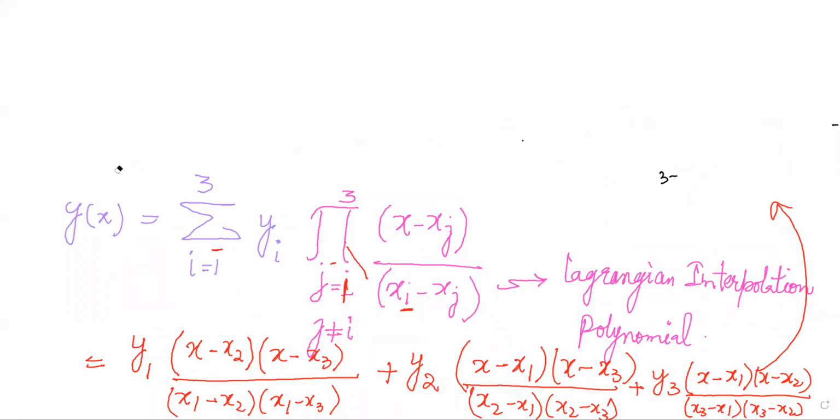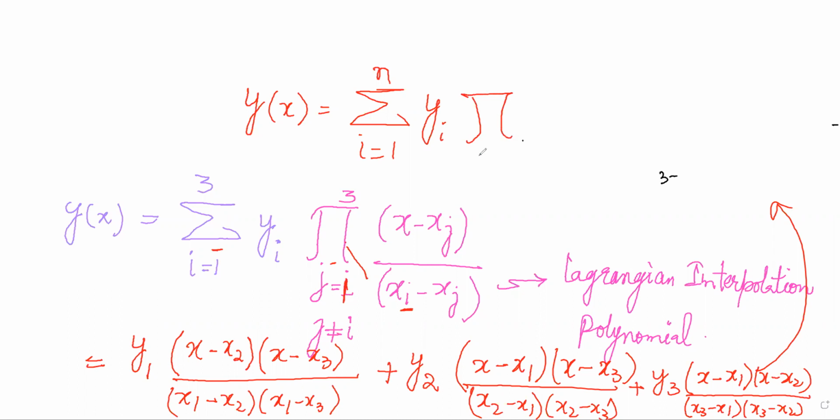The description will be the same. We can write this for n number of terms as y of x is equal to summation i going from 1 to 3. Sorry, not 3 now. We don't have 3 terms. We have n number of terms. So i going from 1 to n, yi, the product term, j going from 1 to n, i is not equal to j, x minus xj divided by xi minus xj.